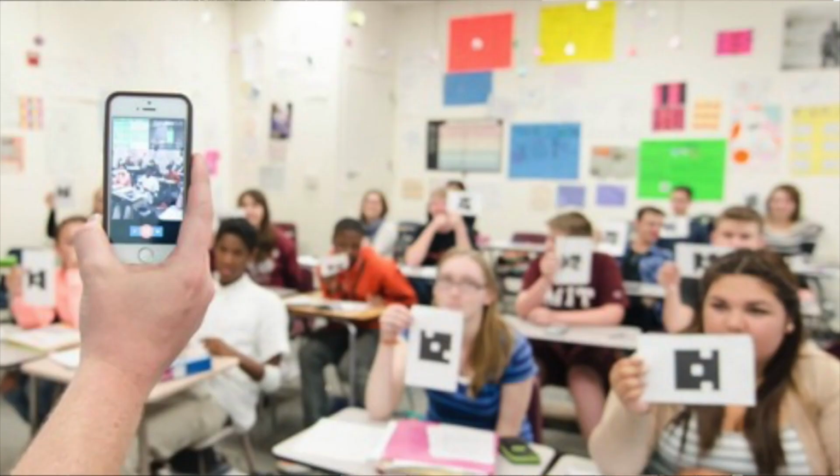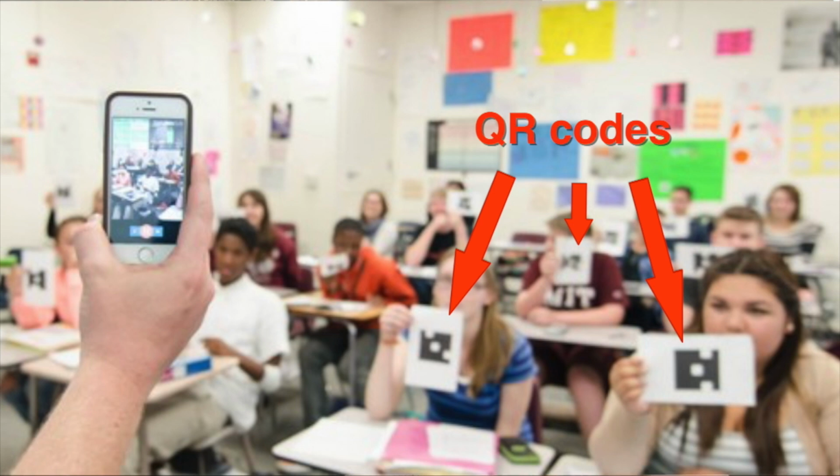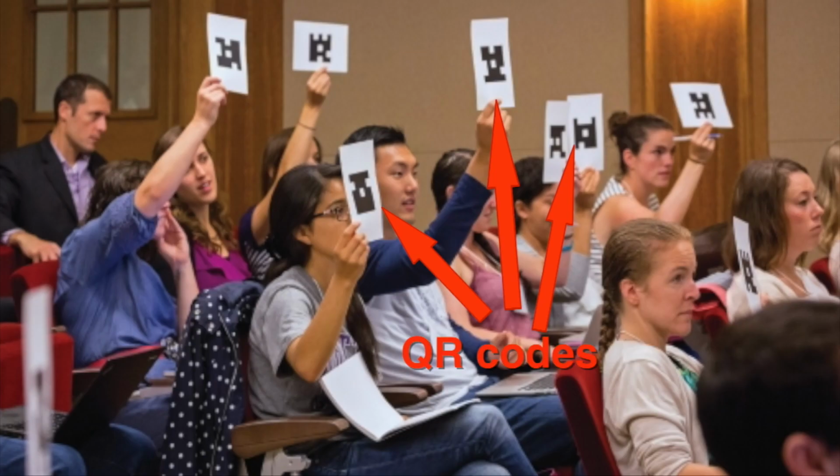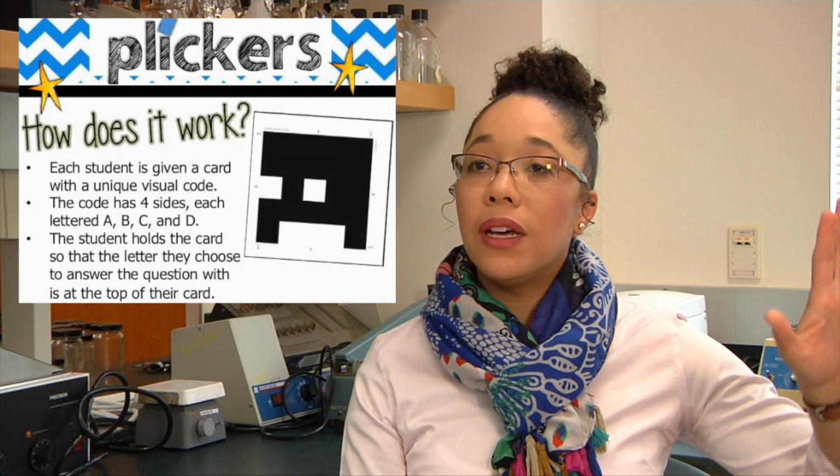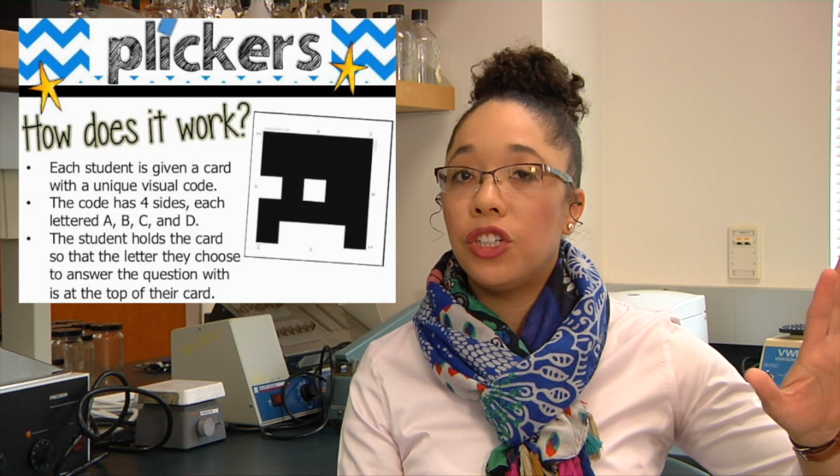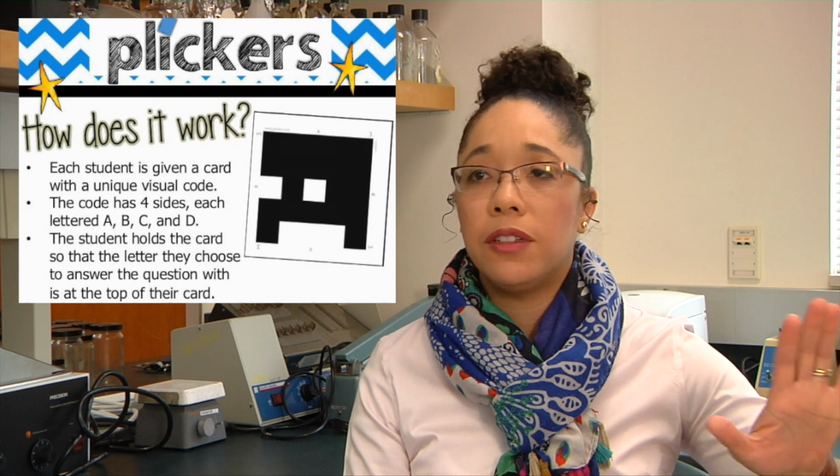I use my phone, which has a program, and the phone just scans. They have these little QR codes. So I scan it, and then what shows on the screen is a graph of their responses. It doesn't show who said what, but it does show how many people chose A versus B, C, or D.